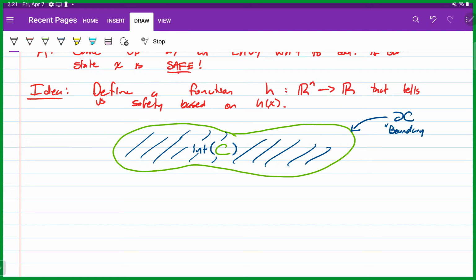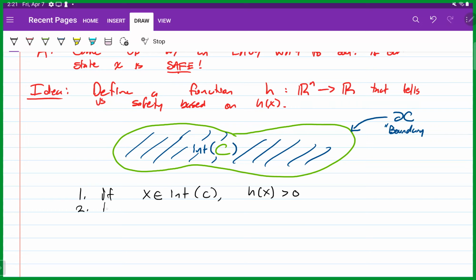And to define this safety indicator function h, we're going to come up with a couple of simple rules. Our first rule is that if our state x is inside the interior of the safe set, our safety indicator function h of x should be greater than 0.